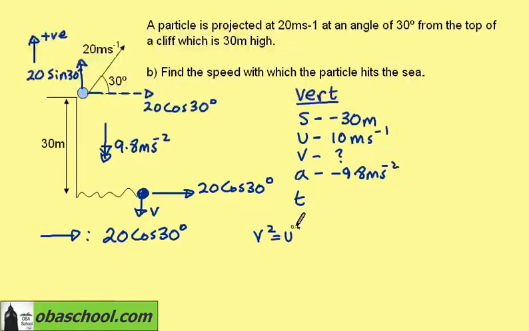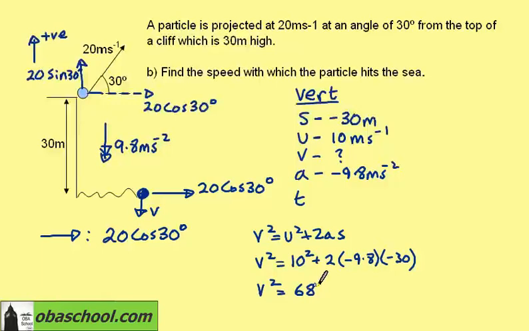We can use v squared is u squared plus 2as, so v squared is going to be 10 squared plus 2 times minus 9.8 times minus 30. And this calculates to give us 688.